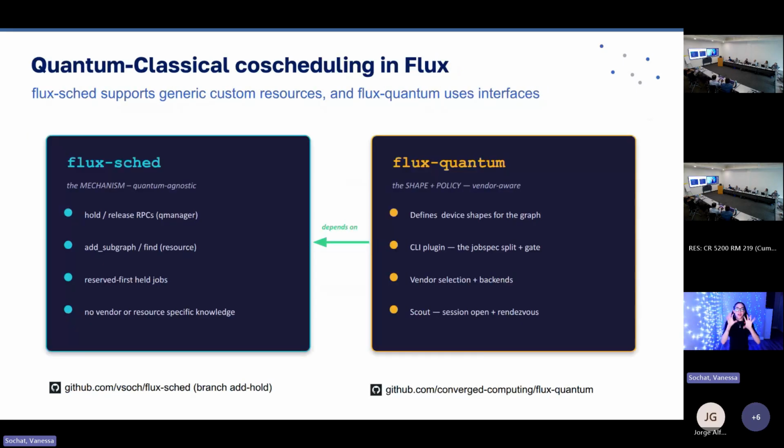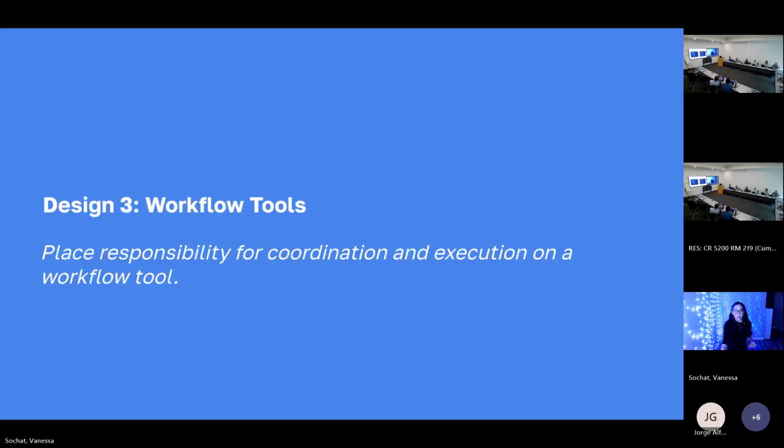Okay, and the other point I want to make is just the separation, the onus of responsibility. Flux does not care about quantum in particular. It implements this design for hold and release, then adding a subgraph of some custom resource, being able to hold a reservation, and it has no knowledge about vendors or anything specific. The library we bring in that's going to make the call to add the subgraph, that adds the client plugin with quantum knowledge, this is a different library we have called Flux Quantum.